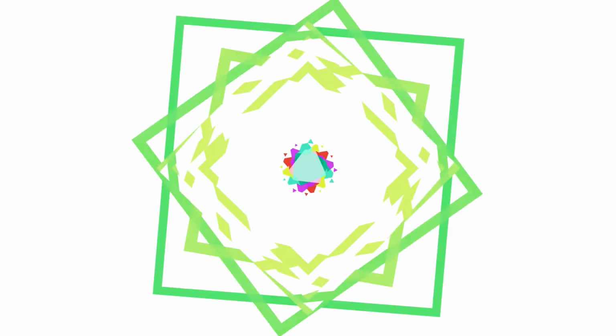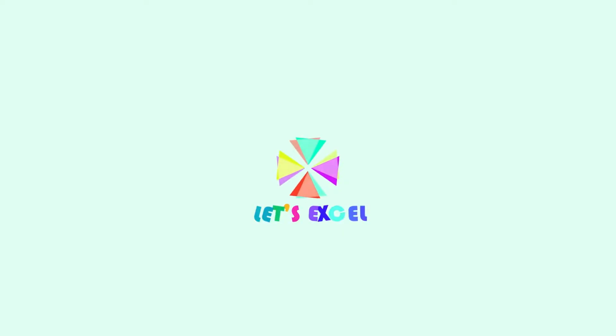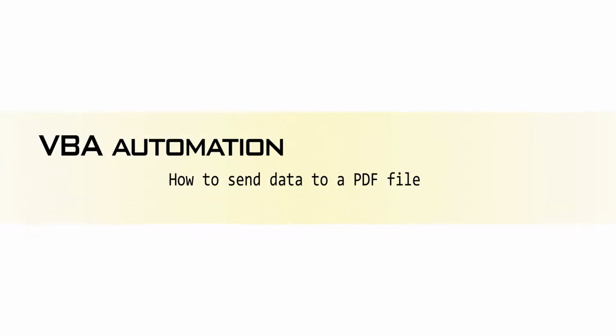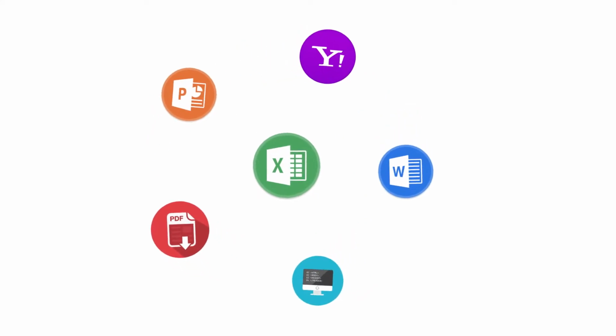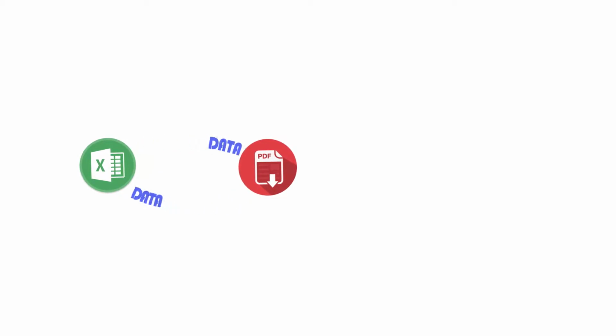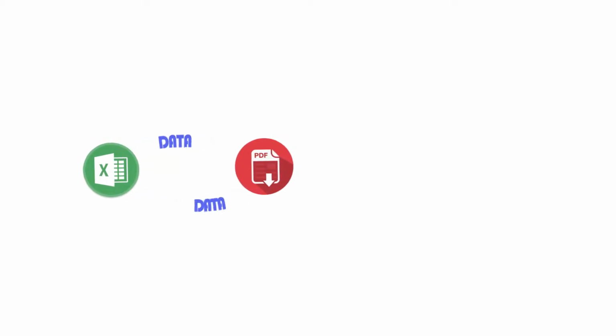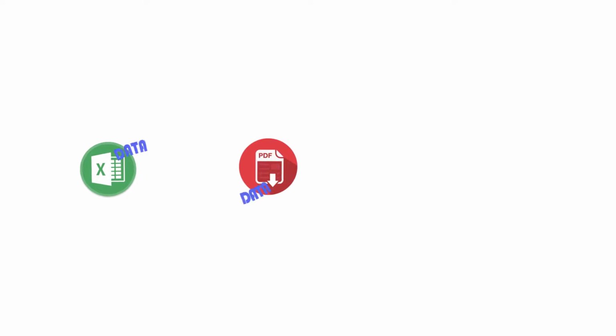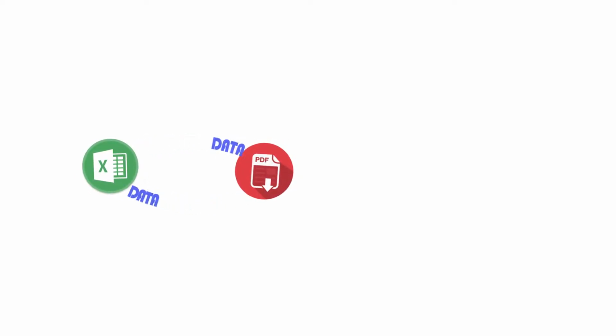Hello everyone. In this video, we are going to talk about VBA automation, how to send data to a PDF file. Excel VBA can not only transfer data between software in Office Suite, but also other software like web browser, Adobe Acrobat, and AutoCAD by using automation. The methods are similar. You only need to know the object you need and the syntax of using them. You can find those reference documentation easily on the internet.